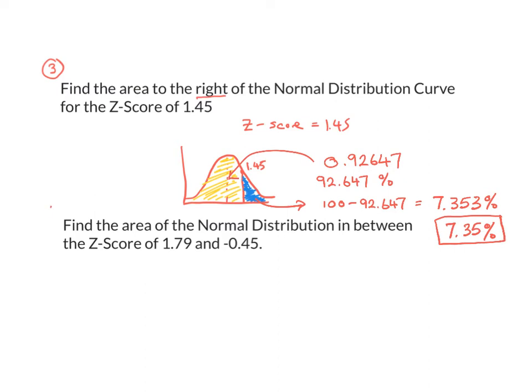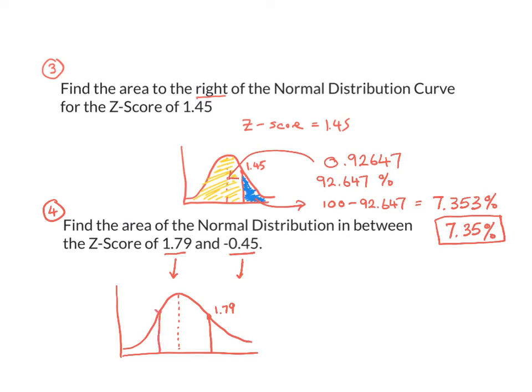Last question 4. This is the tough ones, but it's still pretty good. Find the area of the normal distribution between 1.79 and -0.45. So we've got two z-scores here, and we're going to have to come back with 2 percentages here. So basically, what we're looking at on our normal curve, there's the mean. So 1.79 would be there. Negative 0.45 would be there, and the area we're looking for is this area in between.